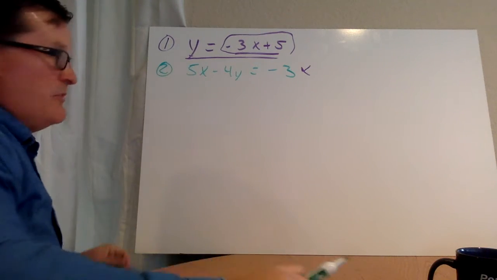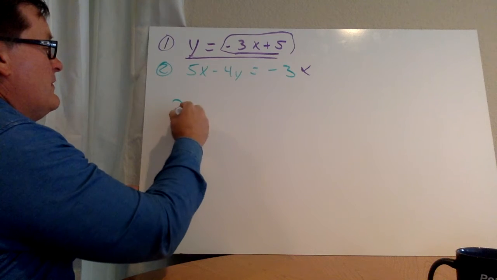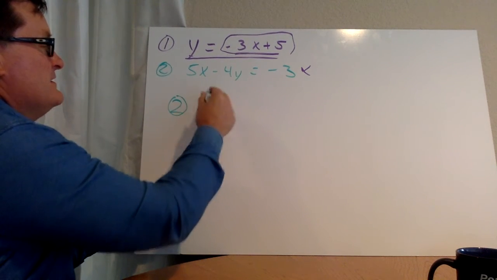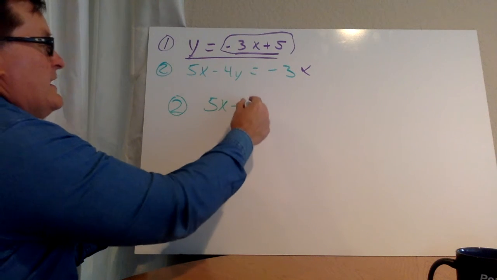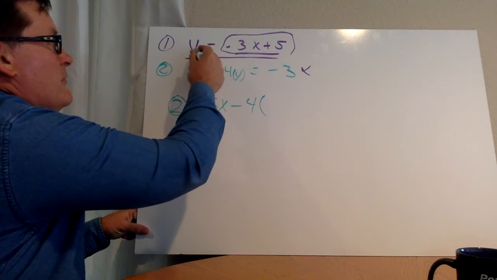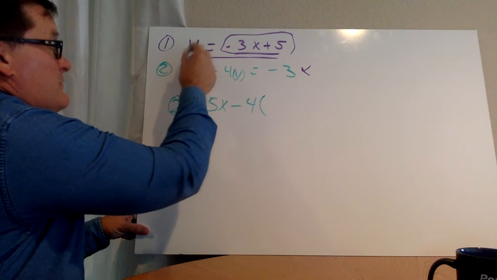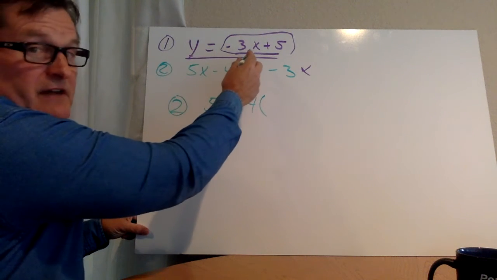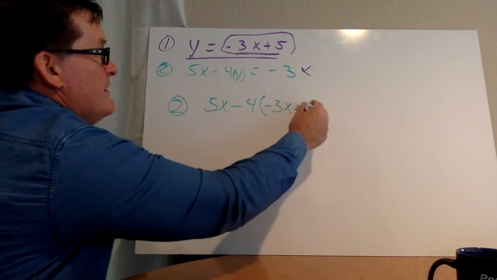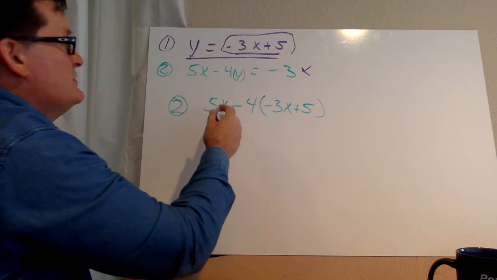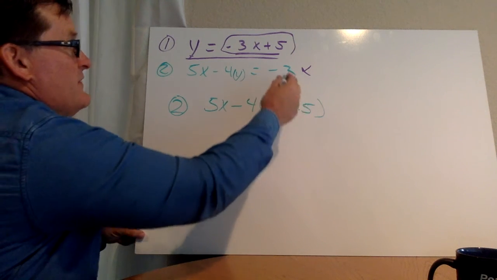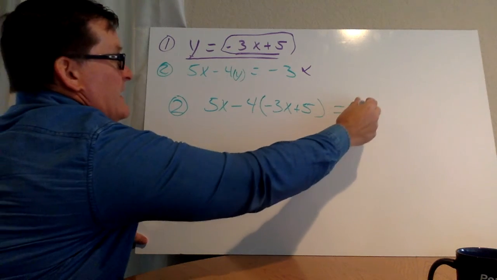So I'm going to take number 2, and that's the one I'm really going to be working with. I'm going to write out 5x, leave that the way it is, and then I come to a y. Everywhere I see y, I'm going to replace what this other equation designates as the value of y, negative 3x plus 5. So it's really a pretty simple step. 5x minus 4, parentheses, negative 3x plus 5, and then equals negative 3.